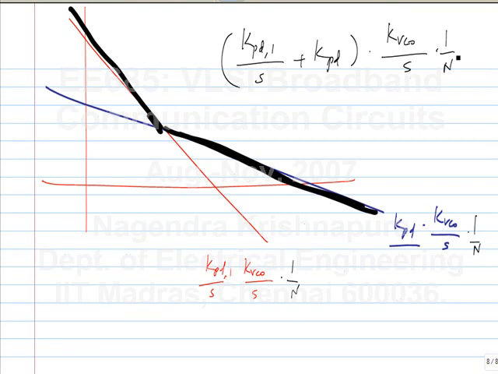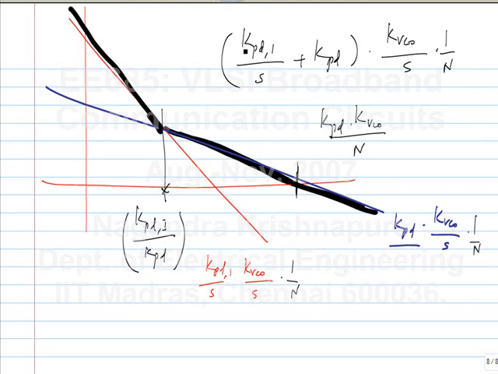And what is the condition on KPDI? What is this frequency? No, not omega f. What is this? This should be KPD KVCO by N, right? What is this frequency? KPDI by KPD. This is the frequency of the zero.